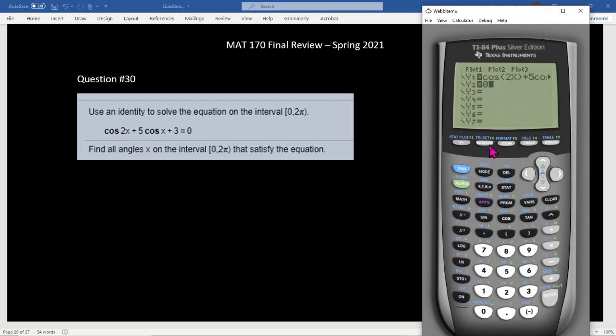And then remember, we want to have our mode. If you've looked at the other ones, if this is the first one, you want to make sure your mode is in degree. So down here, here's radian. That might be selected. We want it in degree. And then we want our window to go from 0 to 360 because we're in degree mode. X scale, every 90 degrees we want a little tick mark, and it's fine.